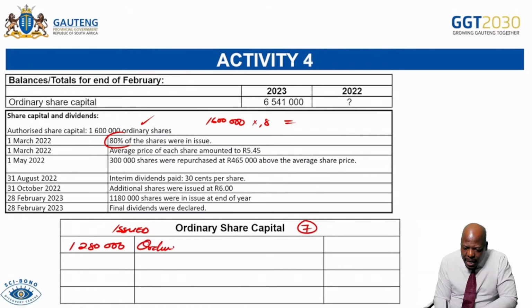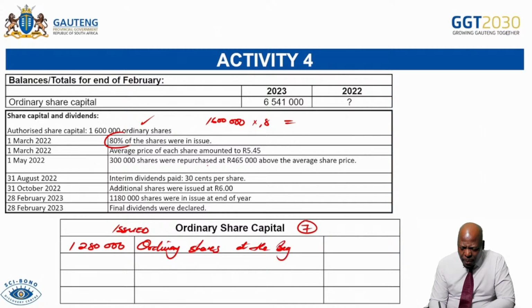So 1,280,000 ordinary shares at the beginning. And then what are we given? We're not given anything else. Then we're told the average price of each share amounted to 545. That means here at the beginning, the average price is 545. Because there's not been any new issue of shares, we will not calculate any average price. We're going to use what we're given, so that would be your 545 there.